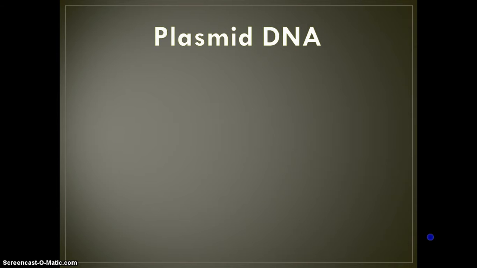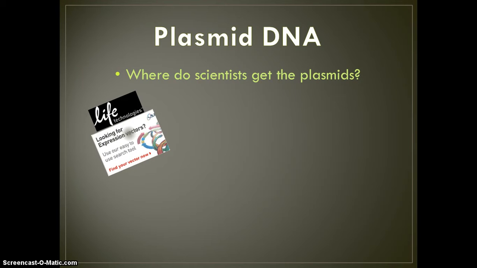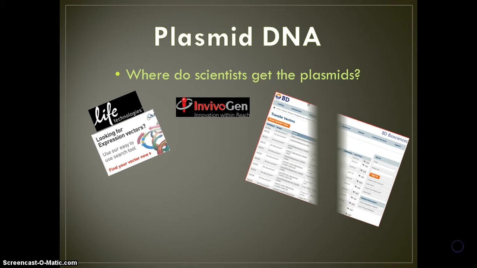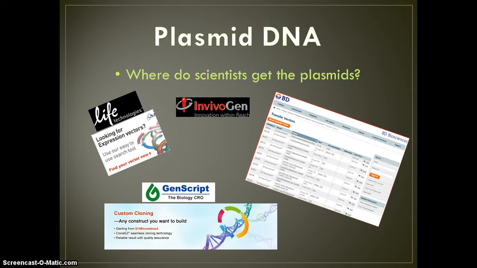Next, we will consider plasmid DNA. Where do scientists get the plasmids? Although it is possible to design and build your own, most scientists purchase their plasmids or vectors from a wide selection of companies such as Life Technologies, formerly known as Invitrogen, Envivagen, BD Biosciences, and GenScript, just to name a few.